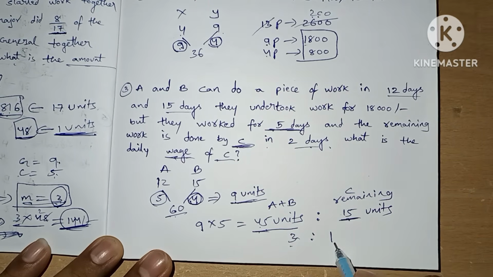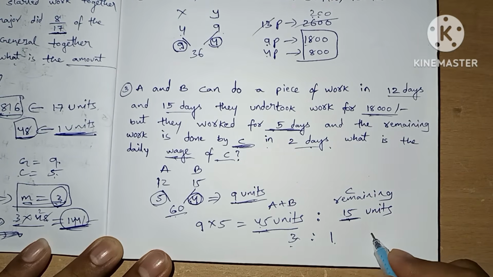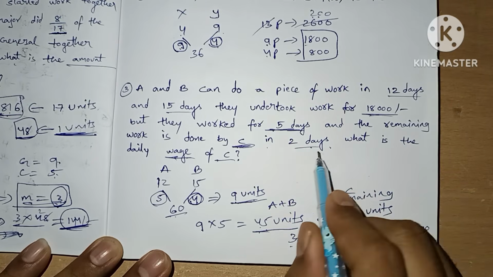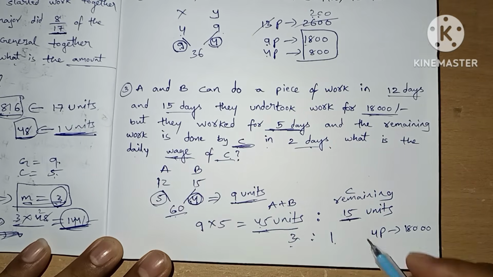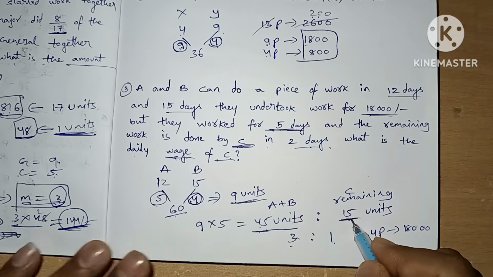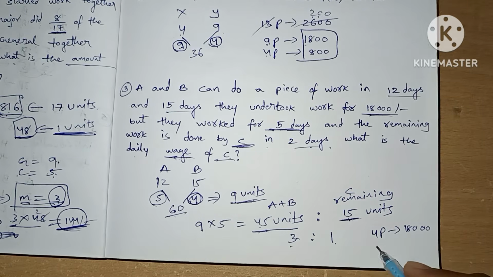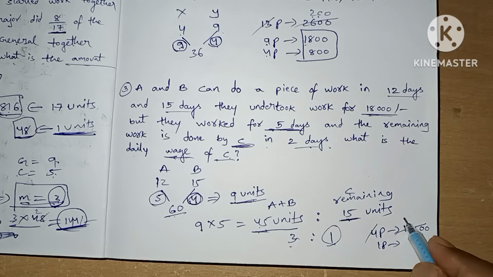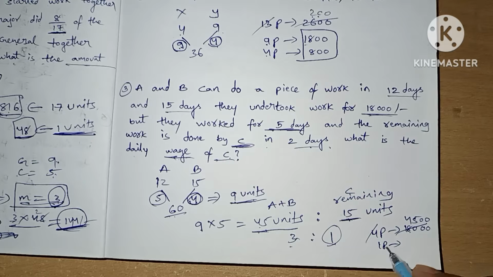We have 4 parts. 4 parts value is given as 18,000. What we need to find is the wage of C, but it is a daily wage. C completed 15 units, which is the total work, so for C, he got one part. One part value will be 18,000 divided by 4, so one part value is 4500.